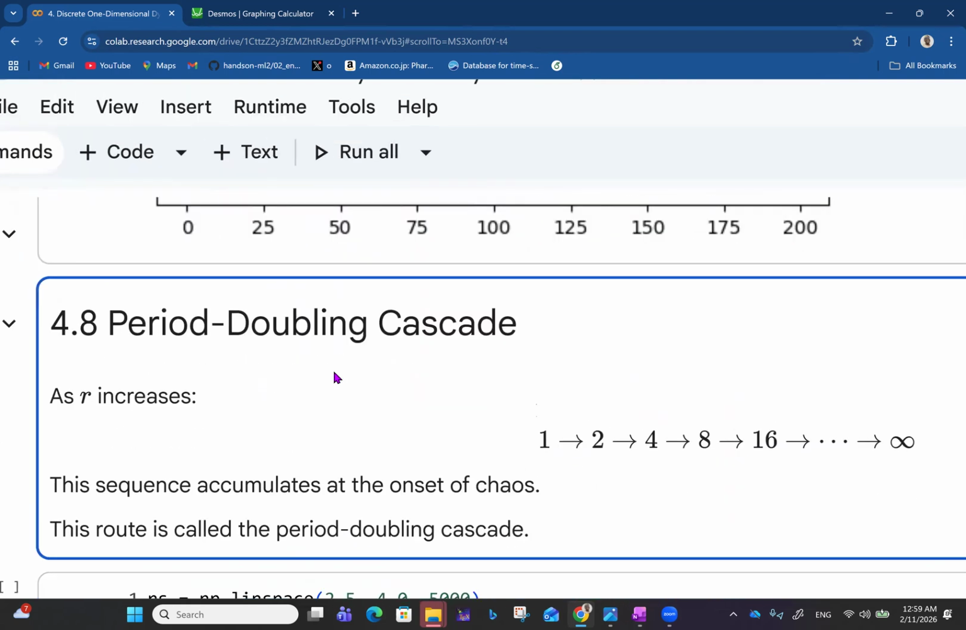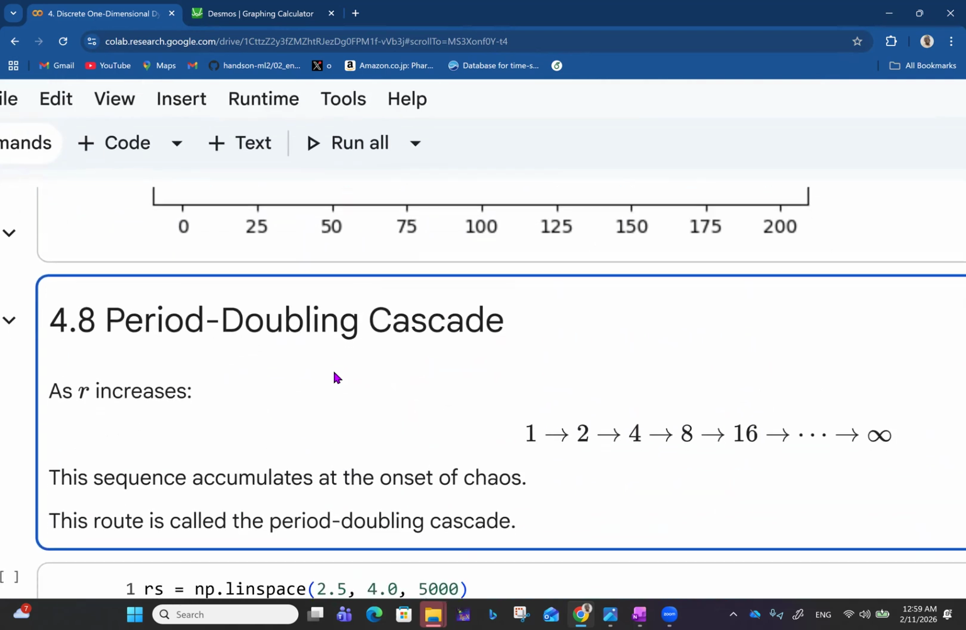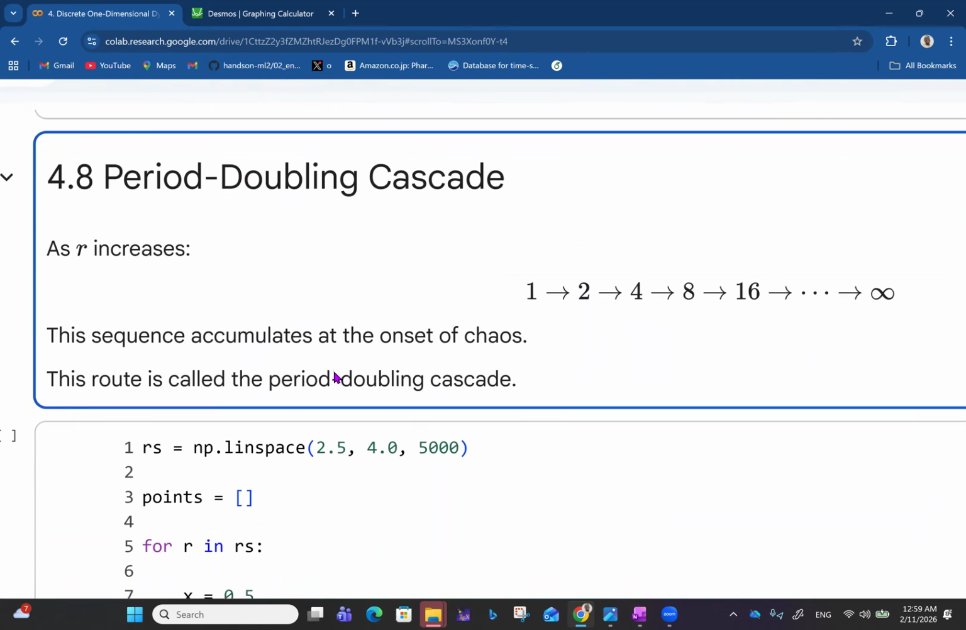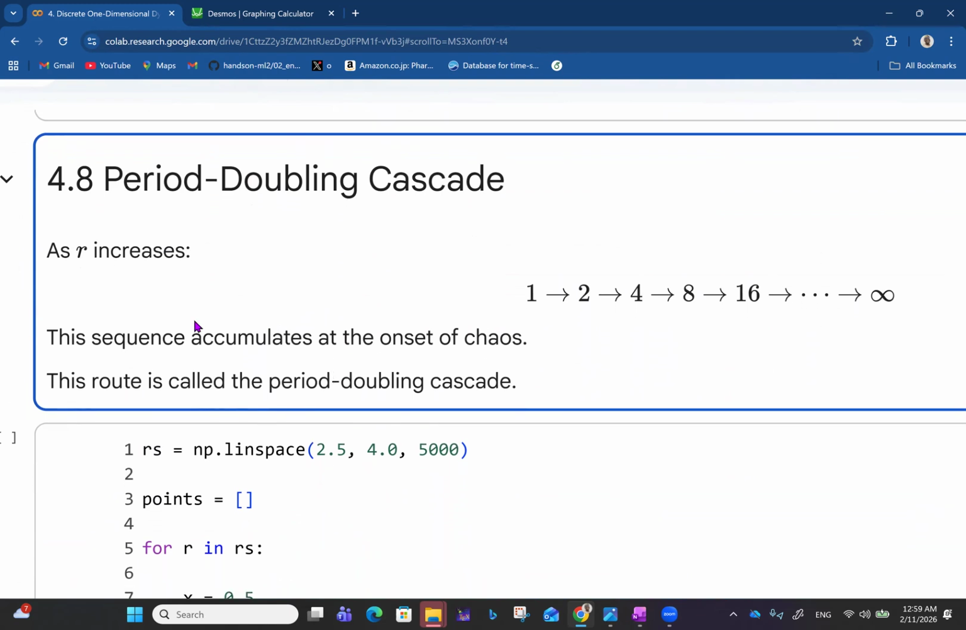So let's talk about the period doubling cascade. It's one phenomenon in discrete systems that is worthy of attention. As r increases, imagine going from 1 to 2 to 4 to 8, 16, and it goes to infinity. This sequence accumulates at the onset of chaos. This route is called the period doubling cascade.